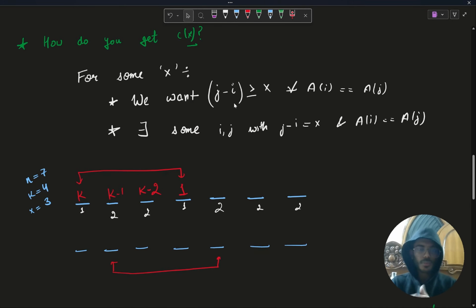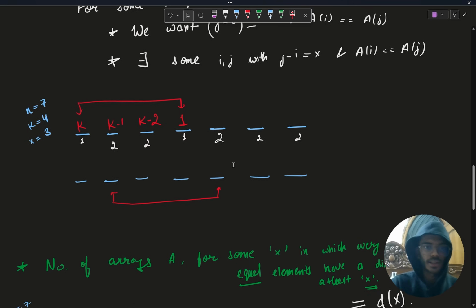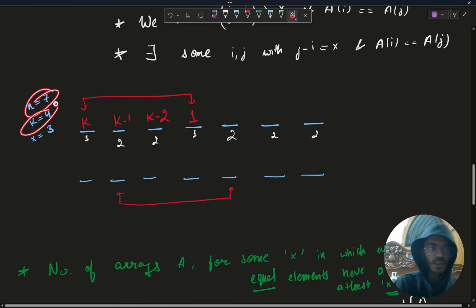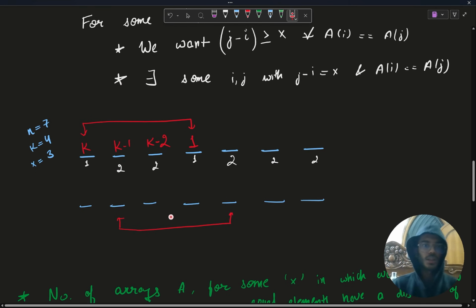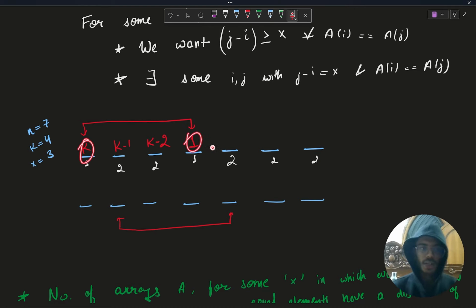So now let's try to compute this C of x for some particular array. Let's say we have n equal to 7, k equal to 4, and we're trying to calculate for x equal to 3. Using combinatorics, we'll try to make these two elements equal, and have all the other equal elements have a distance greater than x. Then we'll make these two elements have a distance of x, and all the rest of the equal elements have a distance of greater than x. But would we be able to compute this way?